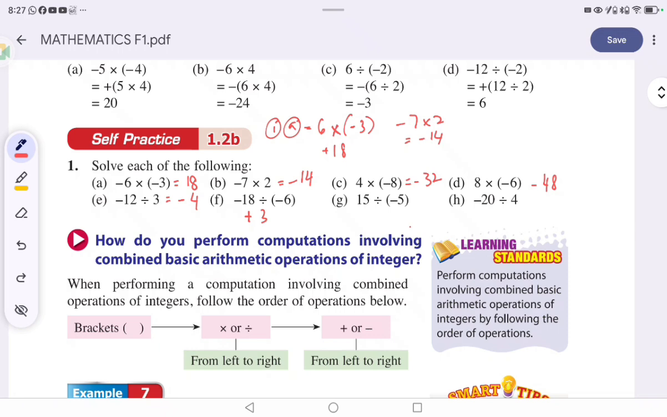15 divided by negative 5. What is the answer? The answer should be 3, since minus and minus is plus. Here there is a plus, isn't it? Negative, positive, and then this one negative. Negative divided by positive divided by negative gives negative. So the answer is negative 3. Okay. 20 divided by 4, you will get 5. Here positive, here negative. Positive and negative gives negative, so negative 5.